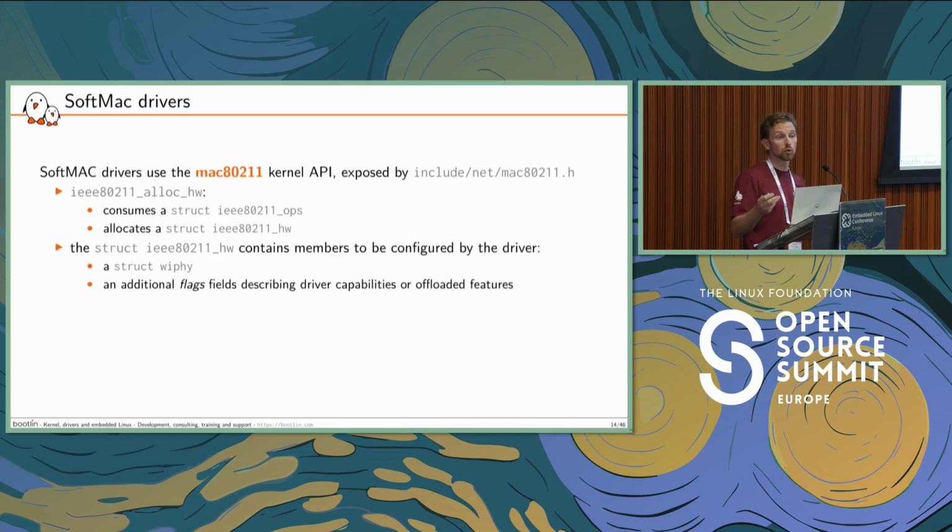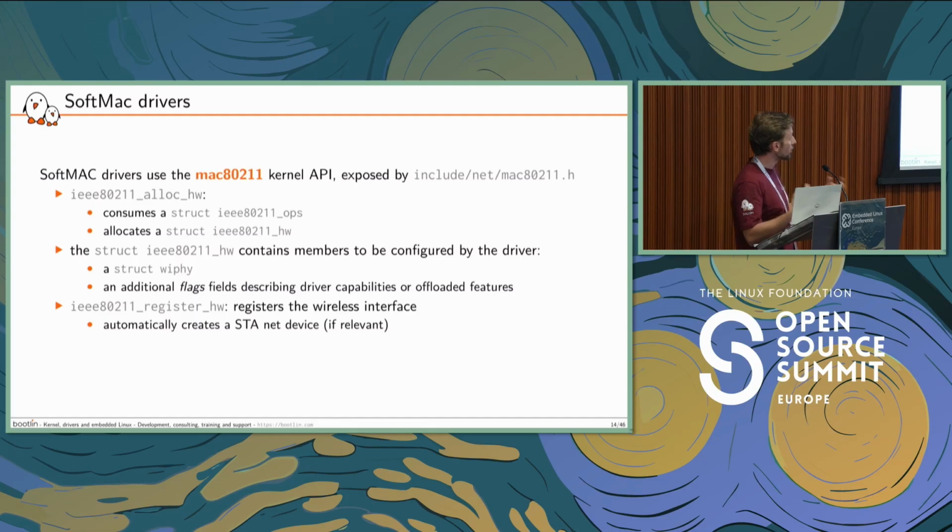It is then up to you to complete this structure with your hardware capabilities. Inside the structure, you will have your wireless PHY. That's where you will set your low-level capabilities and some additional flags, for example, to let the MAC 802.11 layer know about what it should handle or not, depending on your offload capabilities. Once you have filled your structure, you are ready to register it in the kernel.